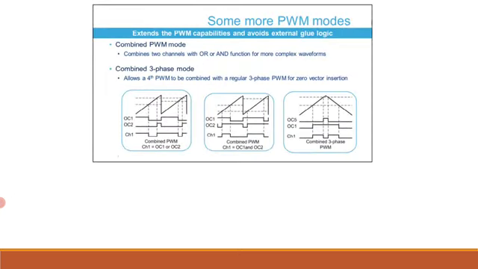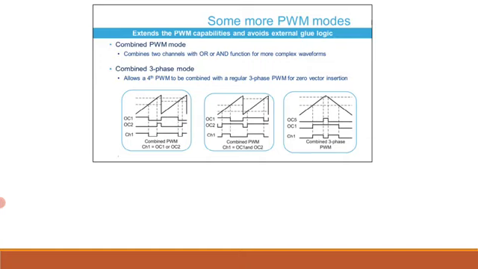Combined PWM modes. This mode allows a logic combination of two PWM signals to be generated by adjacent channels, output compare 1 and 2 or output compare 3 and 4. The PWMs can be ORed or ANDed to create complex waveforms. Typically, this allows you to have two periodic pulses generated with any pulse width and any phase relationship value.